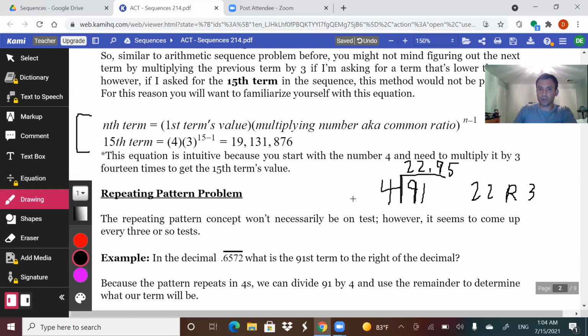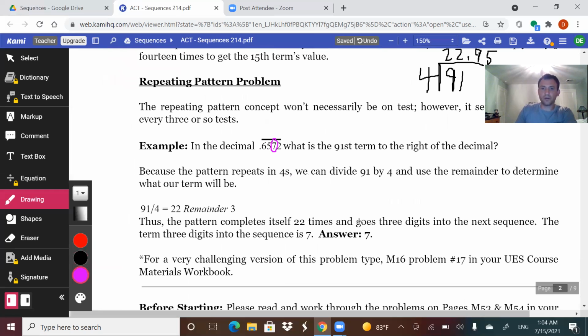So that would mean we just finished the sequence and then we go 3 into the next sequence after it repeats 22 times. So the sequence would repeat 22 times, then we'd go 3 into the 23rd time. So we'd go 6, 5, 7. So 7 would be our digit. And here it is, 7. Okay. So hopefully that makes sense.